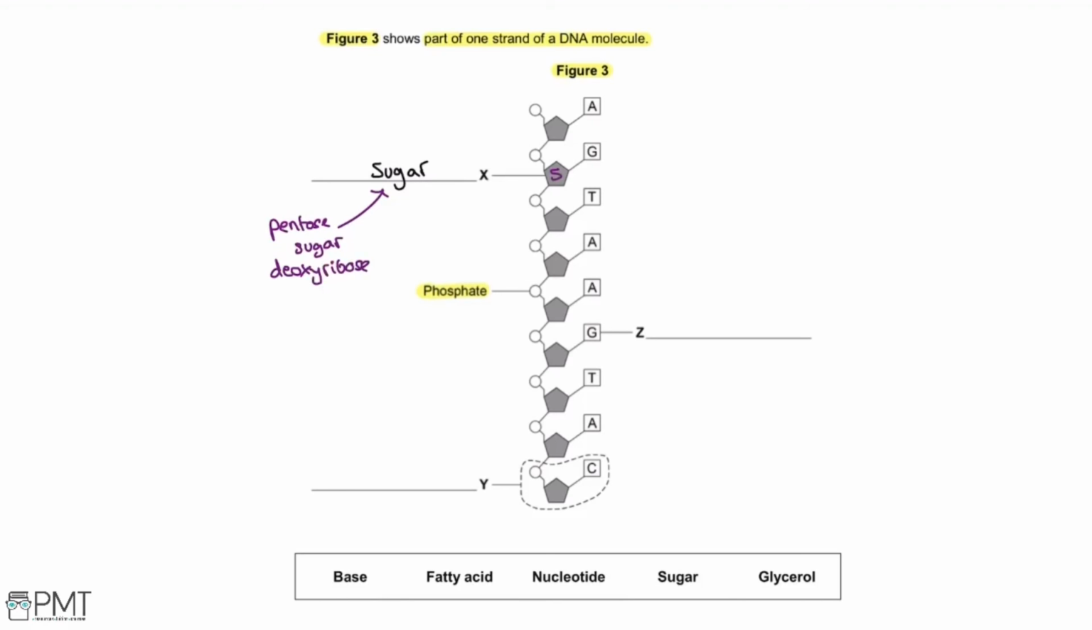The next label down is label Z, and this is pointing out a base. In DNA, the bases are adenine, guanine, thymine and cytosine, and this is represented by the letters inside each of the boxes. The bottom label, label Y, is showing you a nucleotide, and this is the combination of the phosphate, the sugar and the base. So these are the monomers that make up your DNA structure.